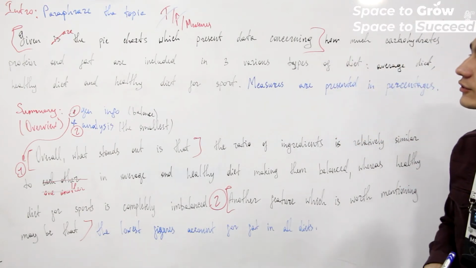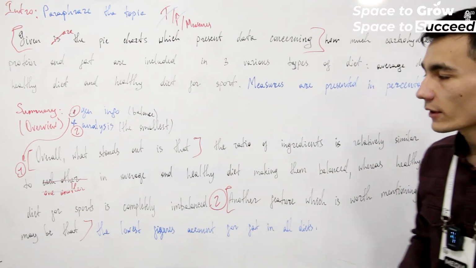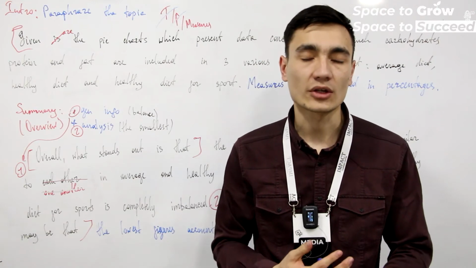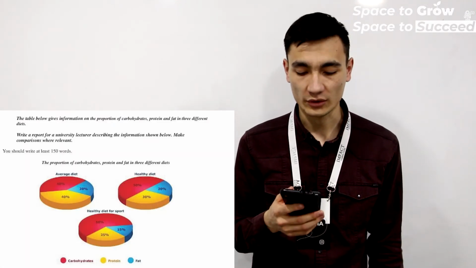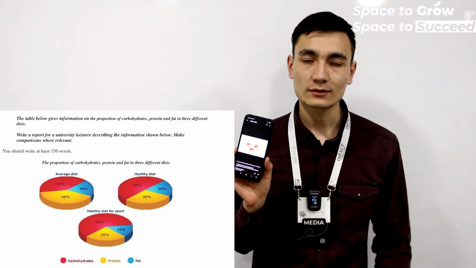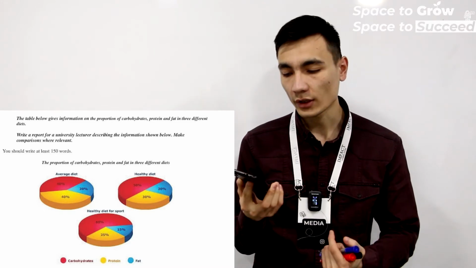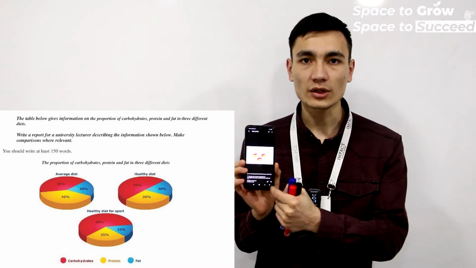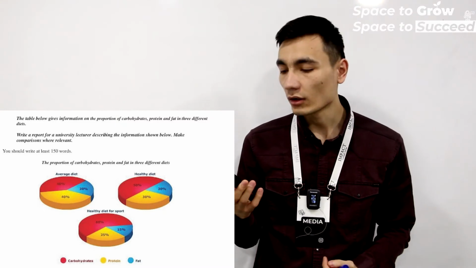That's the end of our summary. I hope you understand everything. If you don't understand, leave it in comments and we're gonna talk, okay? Let's move on to the body paragraphs. In body paragraphs, we can do anything we want. We can talk about diets, 1, 2, 3, three body paragraphs, or we can talk about ingredients, 1, 2, 3, three body paragraphs. Doesn't matter, all of them are the same.